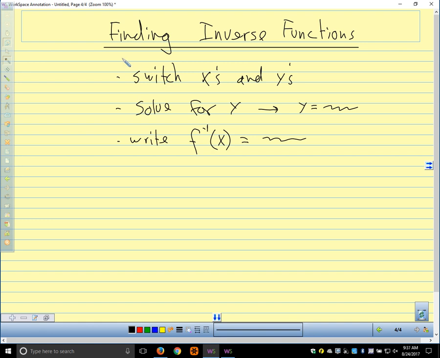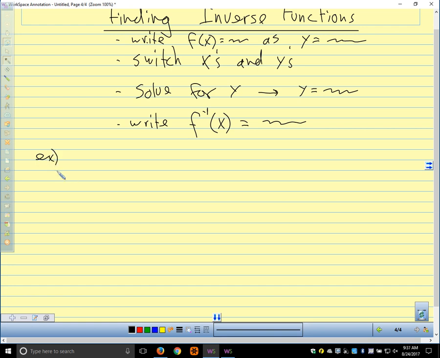What happens, I want to put one step here at the beginning. What happens if our function is written as f of x equals something? Well, there's no y's when we have f of x. What do we do? Yeah, just write f of x equals something as y equals something. So f of x is the same as y. We can change that. So don't worry about it when you see an f of x. It's the same as a y.